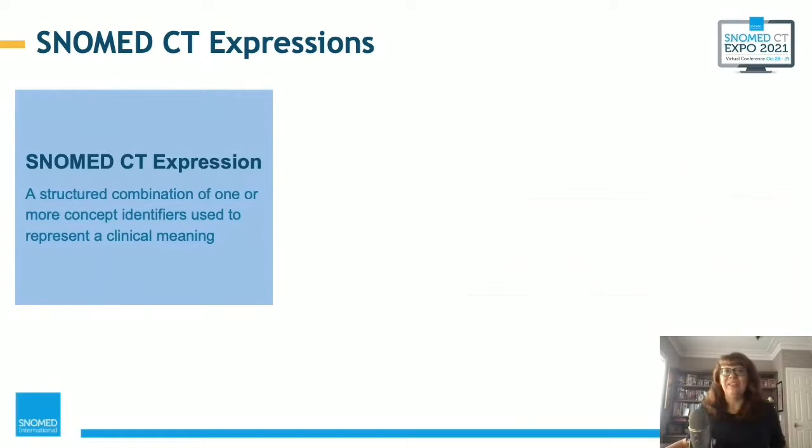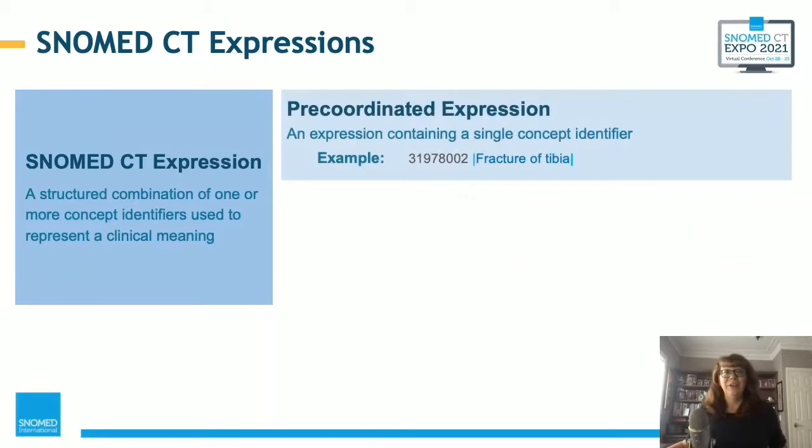A SNOMED expression is a structured combination of one or more concept identifiers used to represent a clinical meaning. So expressions provide an extensible approach to representing clinical meanings because they allow new meanings to be represented that haven't been predefined in a formal SNOMED release. There are two main types of expressions. The first is called a pre-coordinated expression, and these expressions contain a single concept identifier and optionally one of the terms associated with the concept to make the expression human readable. For example, a pre-coordinated expression, which means fracture of tibia, can be represented as 3197802, optionally followed by the term fracture of tibia placed in vertical bars known as pipes.